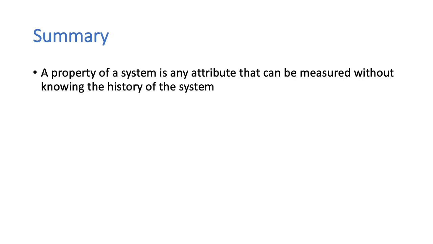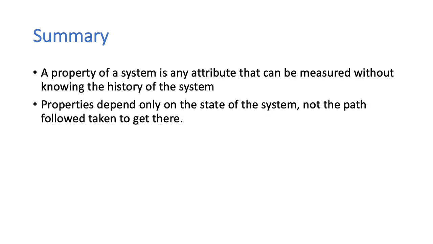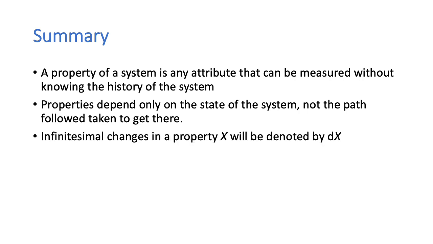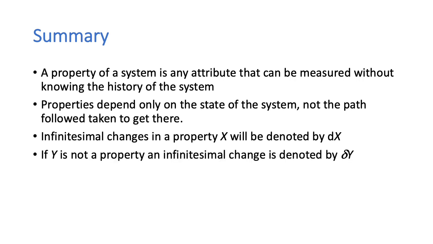To summarize, a property of a system is any attribute that can be measured without knowing the history of the system. Properties depend only on the state of the system, not the path followed to get to the particular state. An infinitesimal change in a property x will be denoted by dx. On the other hand, if y is not a property, an infinitesimal change is denoted by delta y, not dy.